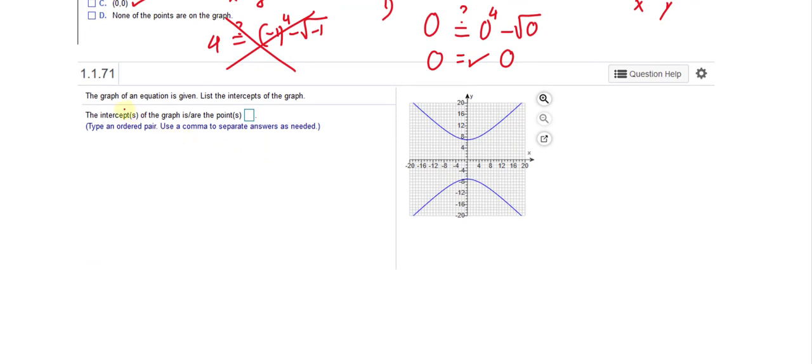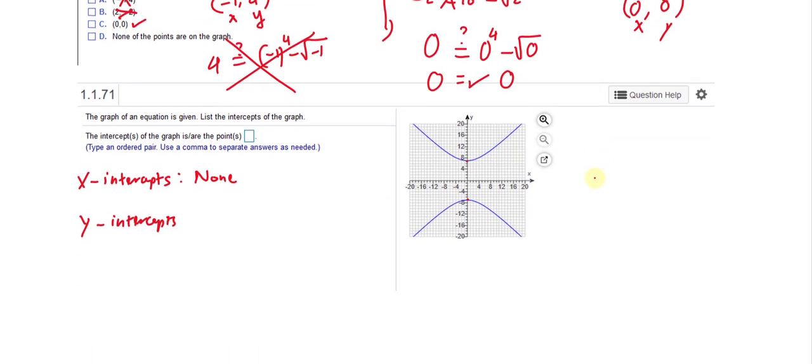This question asks you to list the intercepts of the graph. There are two types of intercepts: the x-intercept and the y-intercept. We look for the point crossing the x-axis for the x-intercept. We don't see any line crossing the x-axis, so in this case we don't have any x-intercepts. But for the y-intercept, we are looking for the point crossing the y-axis. So we do see this point here and also this point here.